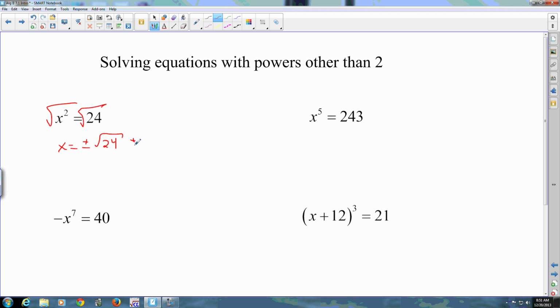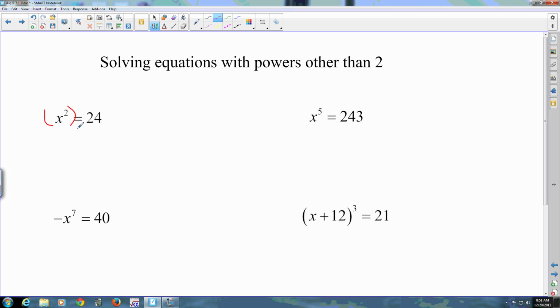Remember that that's going to be plus and minus, and that was a 4 times 6. Square root of 4 is 2. Plus or minus 2 square root of 6. You guys will always have to reduce your radicals. Always. Okay? It's not an option. Here, oh, let me back up.